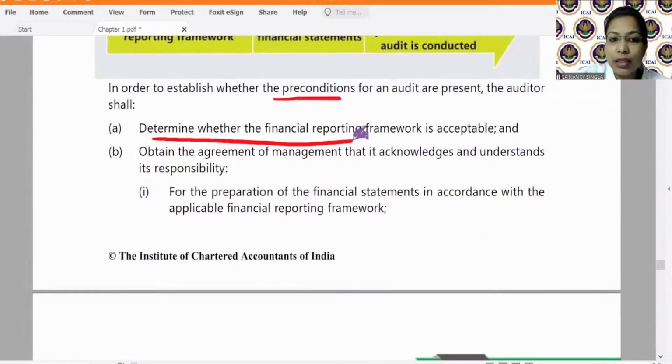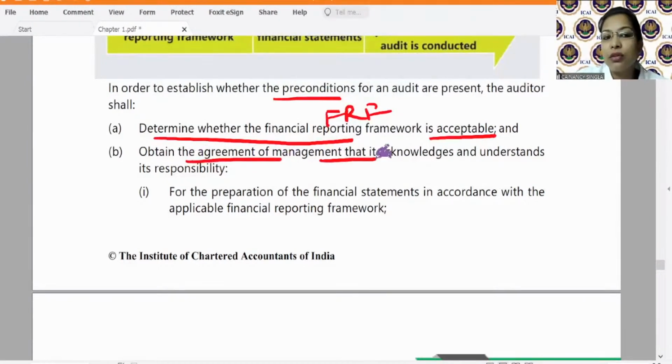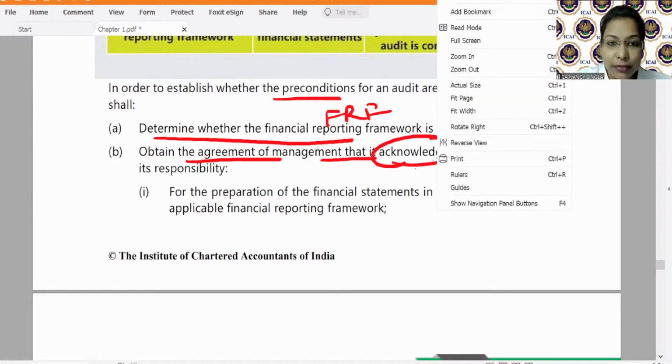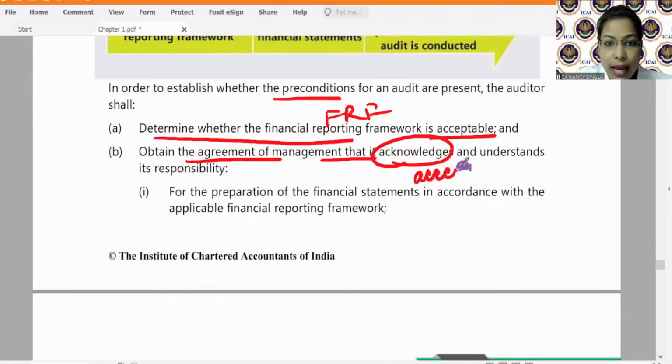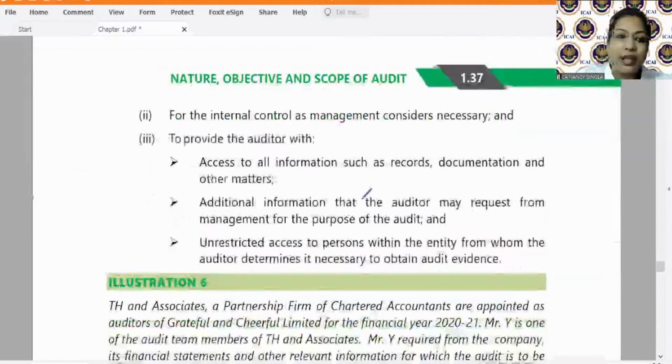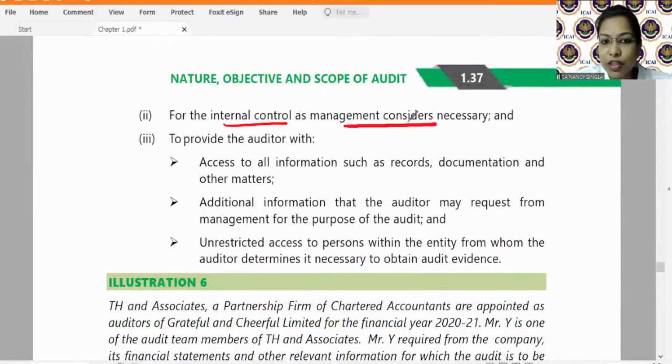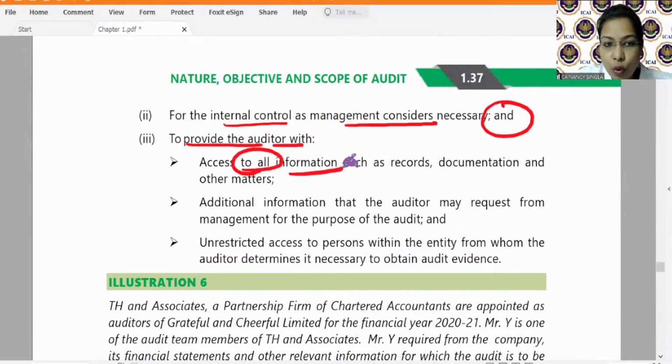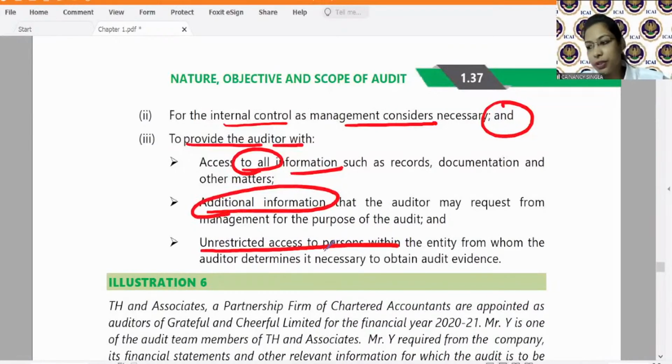He shall check whether the FRF, financial reporting framework, is acceptable or not, and he shall obtain an agreement of management that it acknowledges, accepts and understands its responsibility for preparation of financial statement in accordance with FRF, internal control as management deems necessary, and to provide auditor with access to all information, additional information, and unrestricted access to persons within the entity.